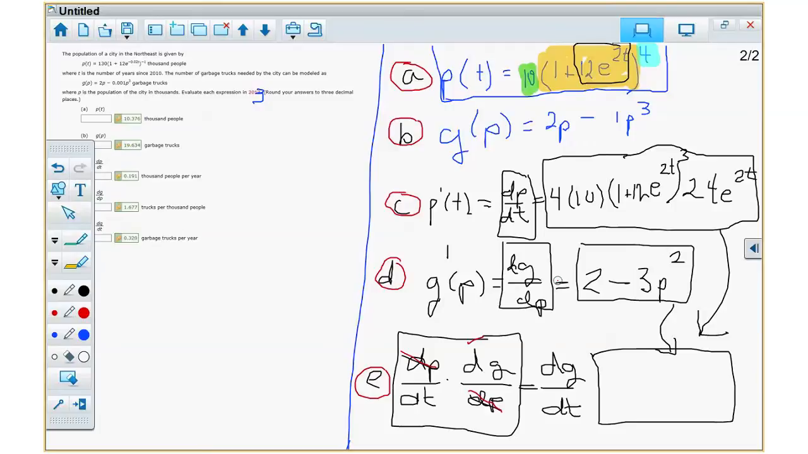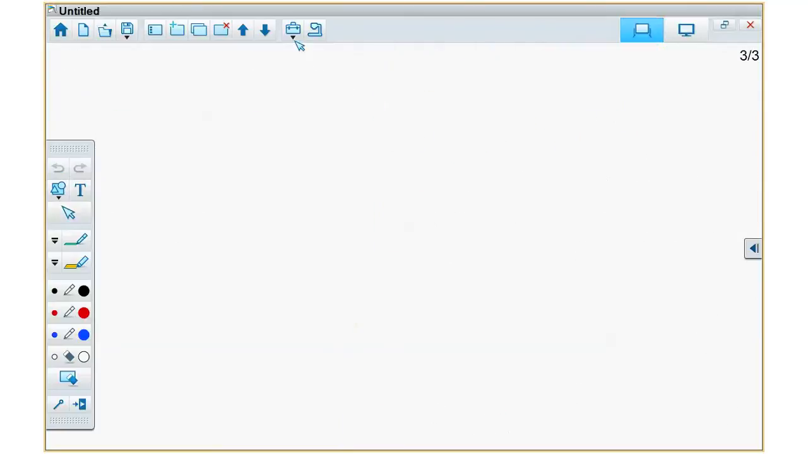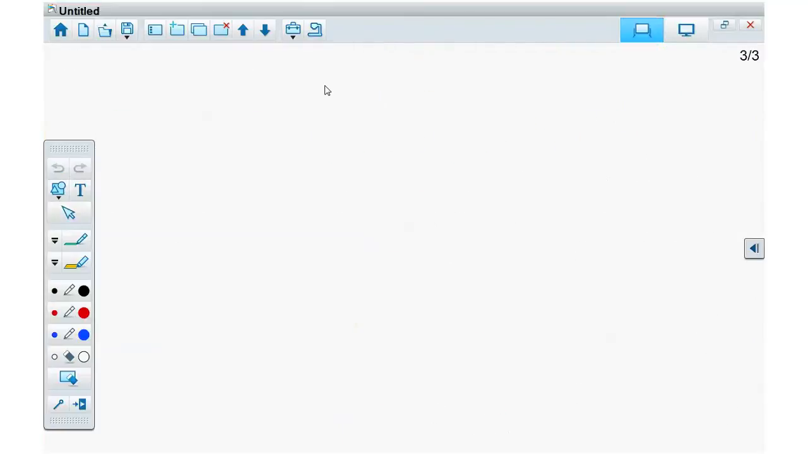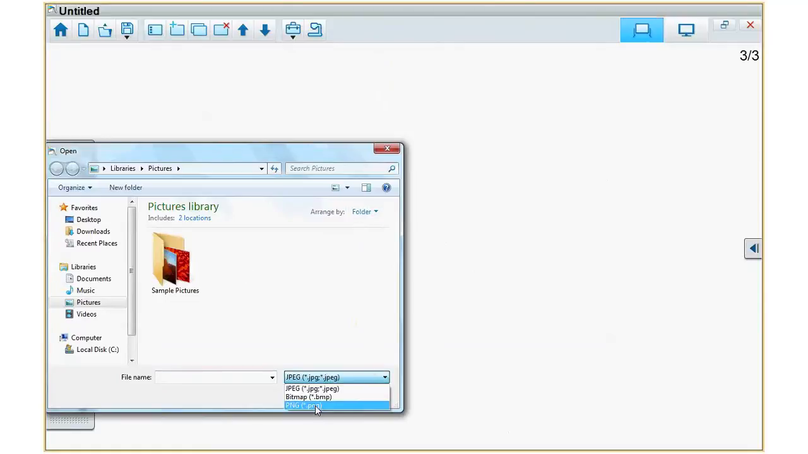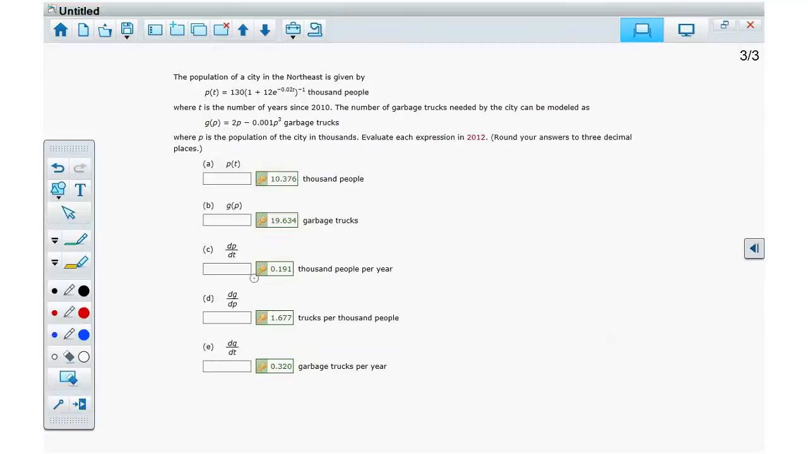Okay. Now, let's do this. Let's do this one. And I'm going to add a page and bring it back in. Let's see, where is it? There it is.